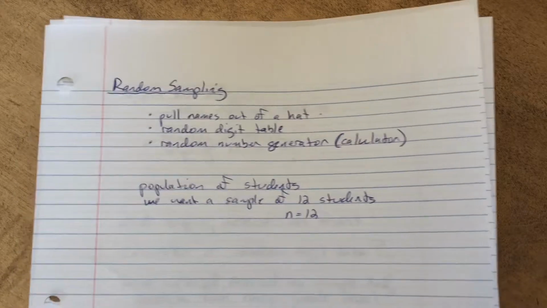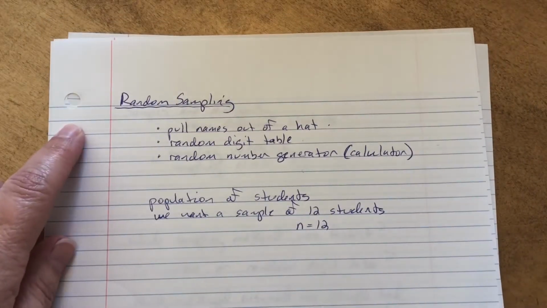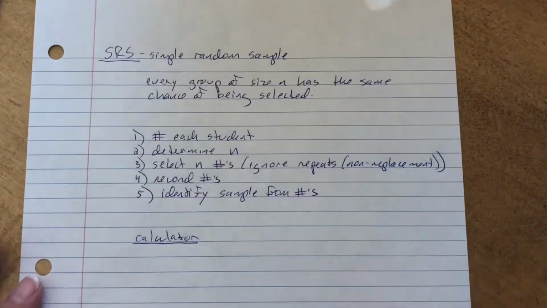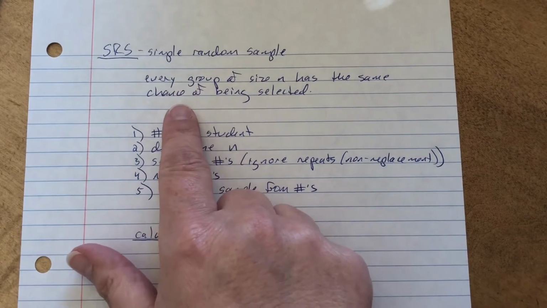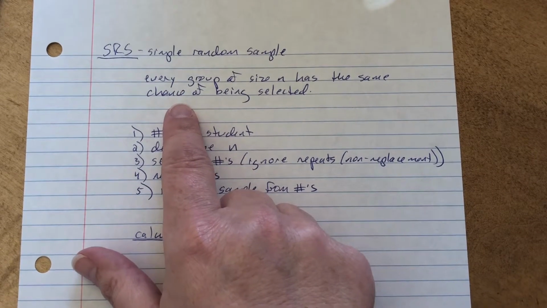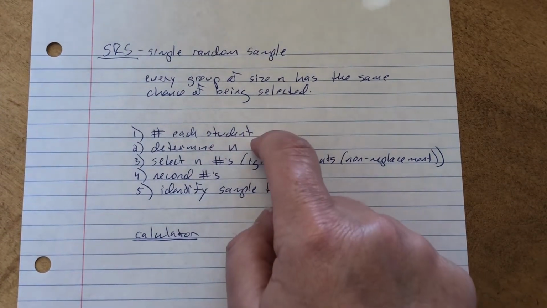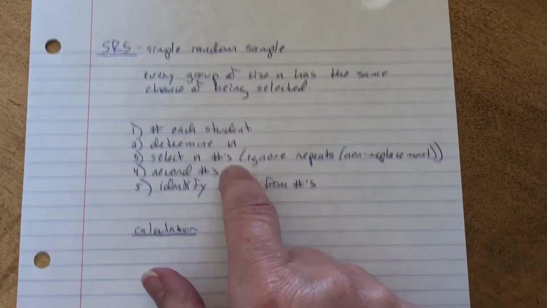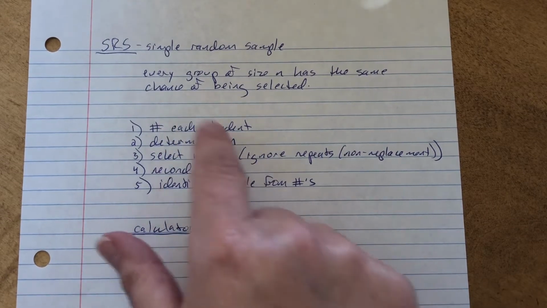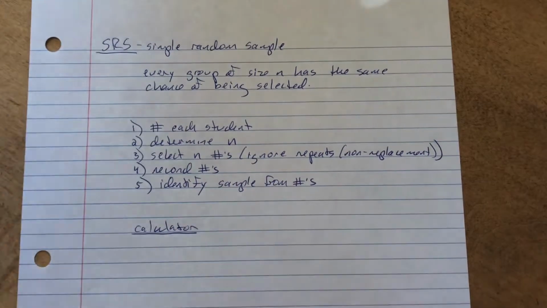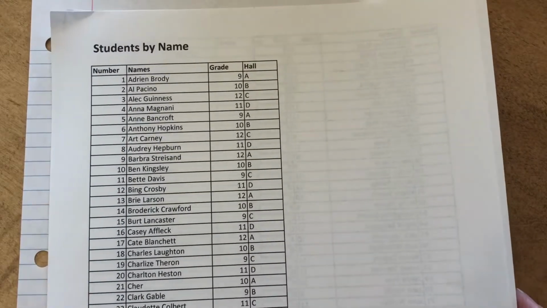The first thing we're going to do is talk about three different random sampling methods: SRS, stratified, and cluster. First is SRS, Simple Random Sample. A Simple Random Sample is defined as a sample where every group of a specific size has the same chance of being selected. So what we do is number each of our individuals, determine our sample size, select our sample size from the numbered values and write them down, then identify the sample from the numbered list.